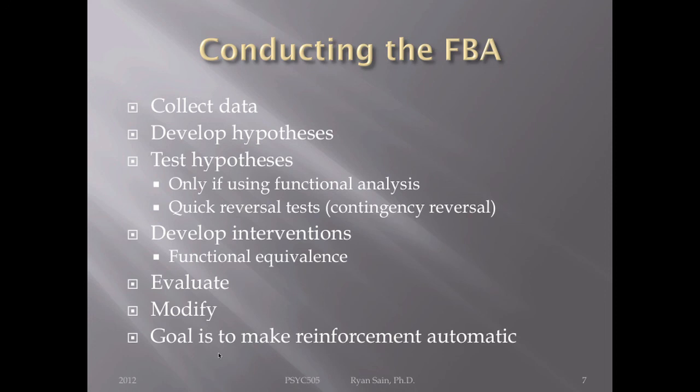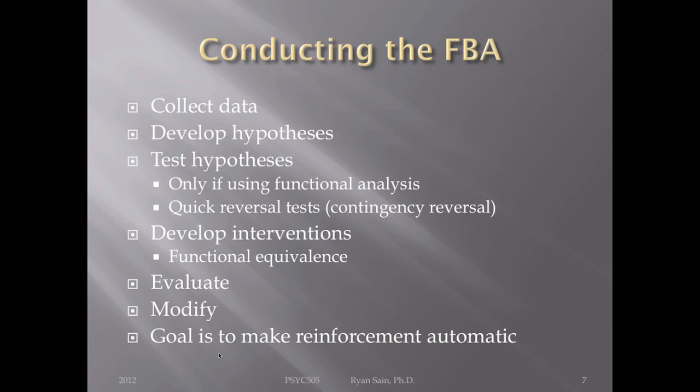Because that baseline will tell you, should I use a DRL? Should I use a DRH? Should I use a DR0? Should I put on extinction? That information comes from the baseline. So by doing detailed, careful observations, in other words, doing that quality ABC analysis, you can really start to get a change in behavior in a very effective way using these procedures.